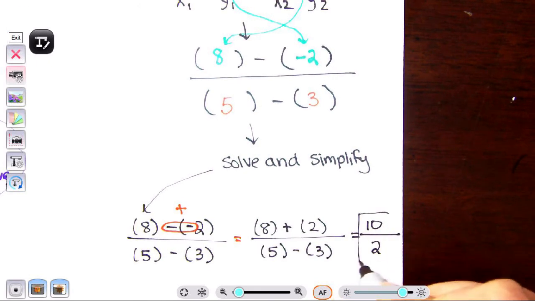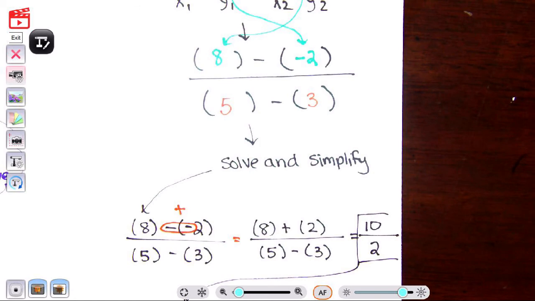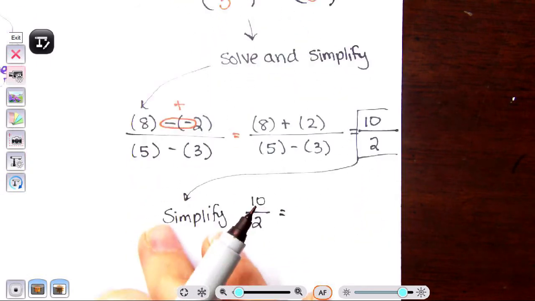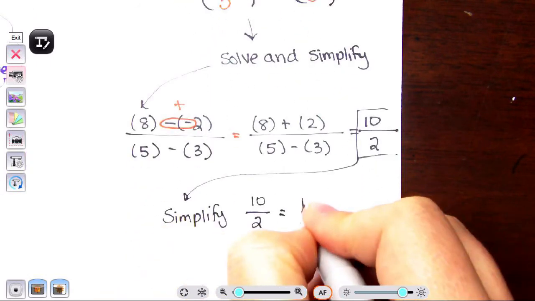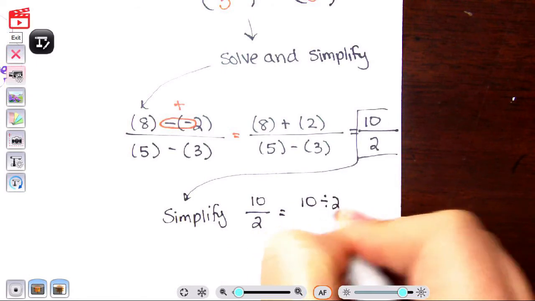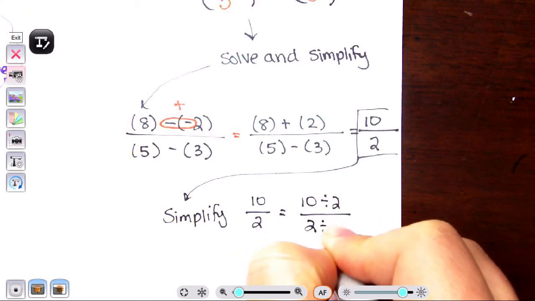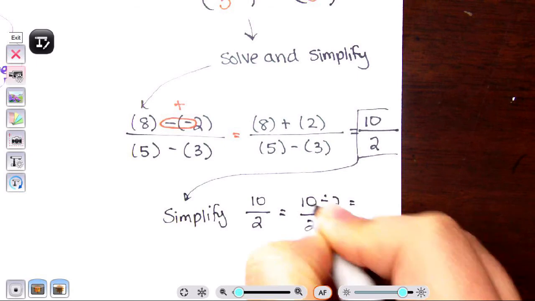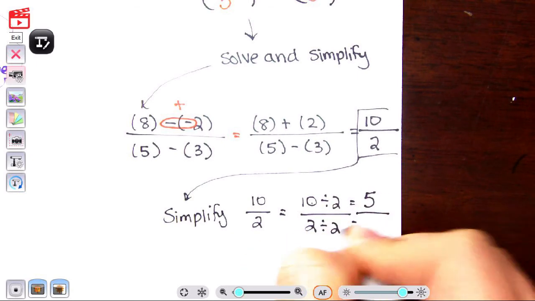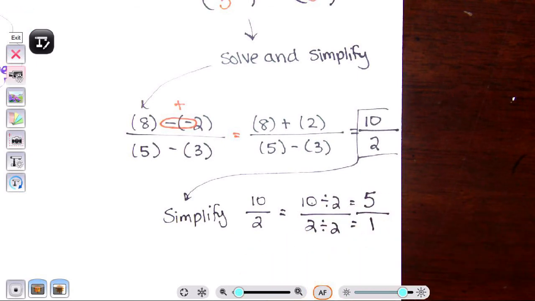Now this is not your answer. This needs to be simplified. What goes into 10 that also goes into 2? Well, 10 divided by 2 and then 2 divided by 2, we can simplify that. 10 divided by 2 is 5. 2 divided by 2 is 1. So that means I have 5 as my slope.